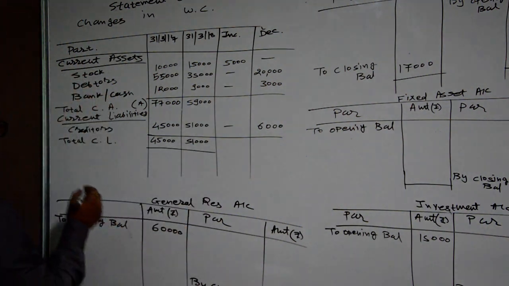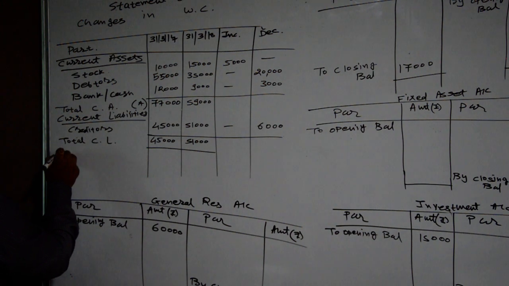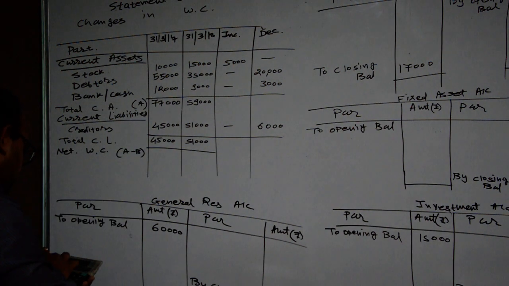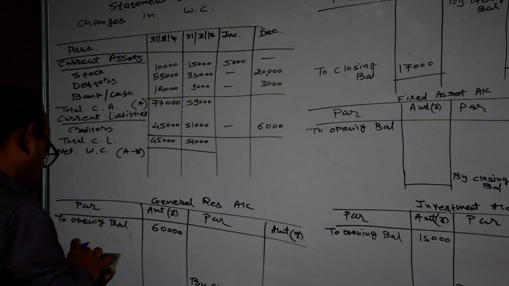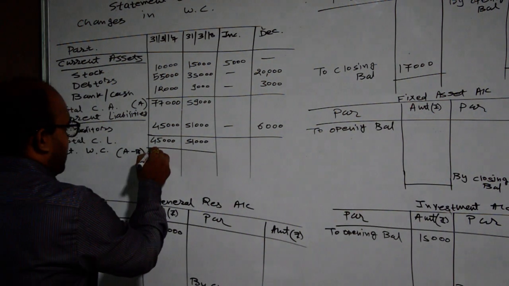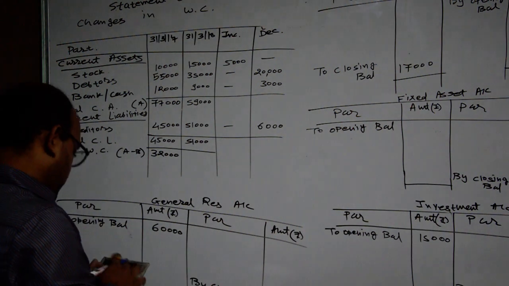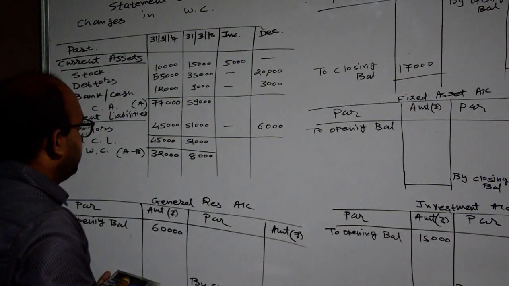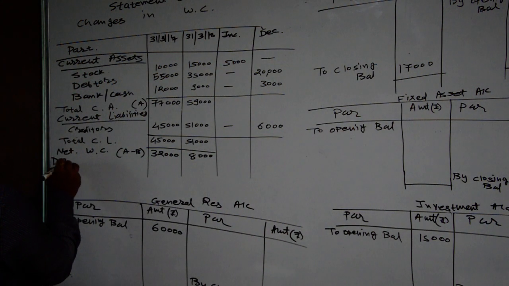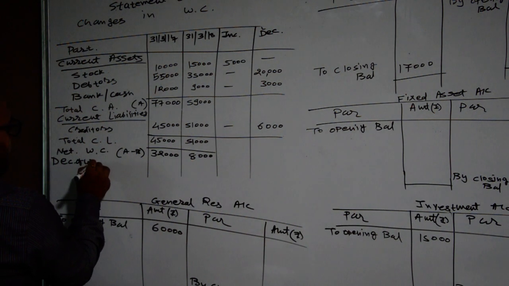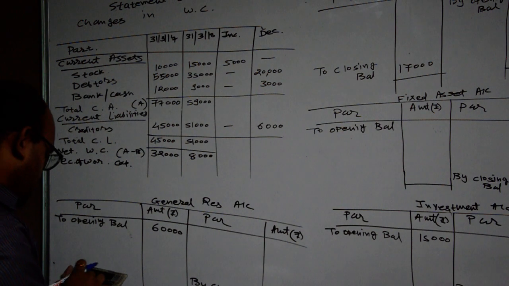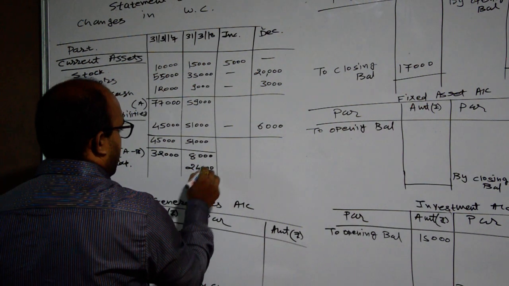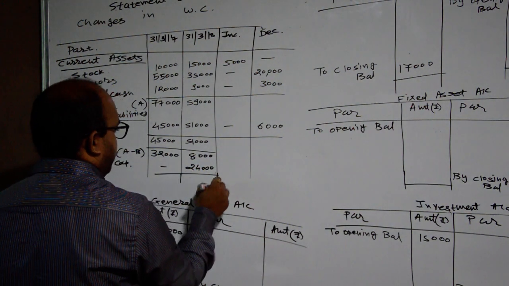We all know that net working capital is equal to A minus B. Means 77,000 minus 45,000 means 32,000. And 59,000 minus 51,000 means 8,000. So there is a decrease of working capital. How much is the decrease? 24,000. So the total will be 32,000.